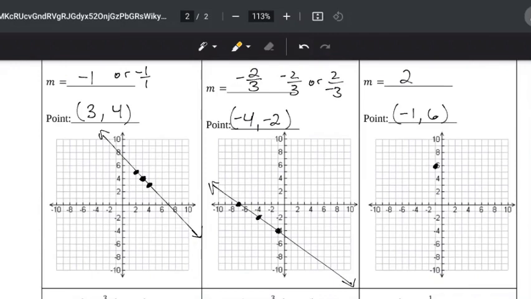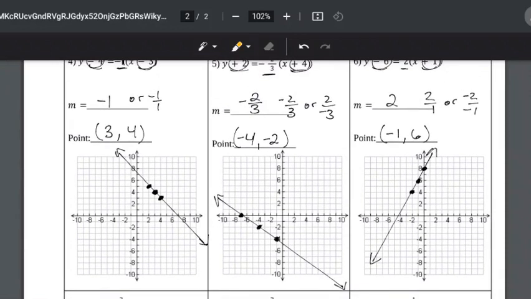This time we have a positive slope, so remember it's 2, which is 2 over 1. We go up 2 to the right 1, or we can go down 2 to the left 1. Because negative over negative equals a positive. Again, straight edge, arrows on the end, and there it is. That's all there is to it.